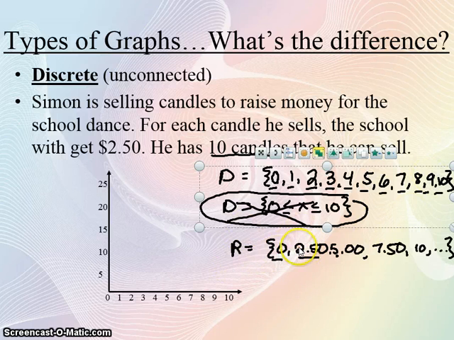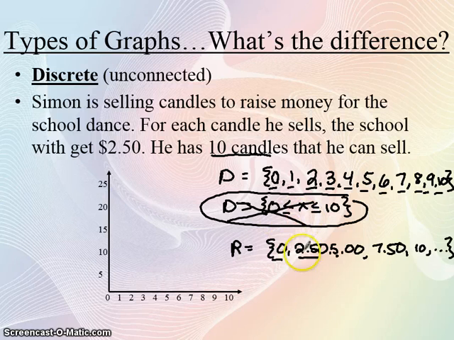Likewise, the range will be every $2.50. So in other words, he can only earn $0, $2.50, $5, $7.50, $10, up to $25 for his school. So this would create a distinct graph because if he sells 0, he would get 0.